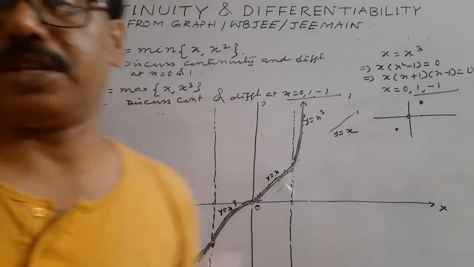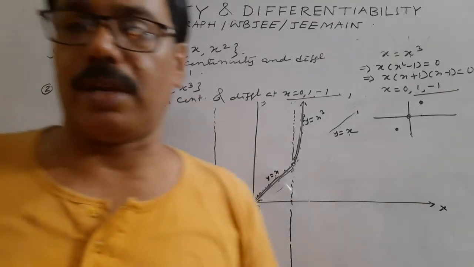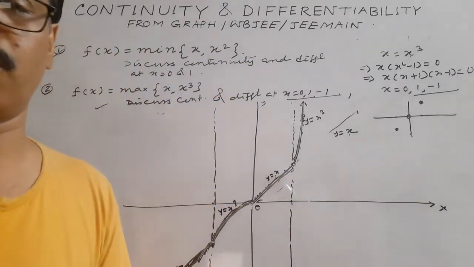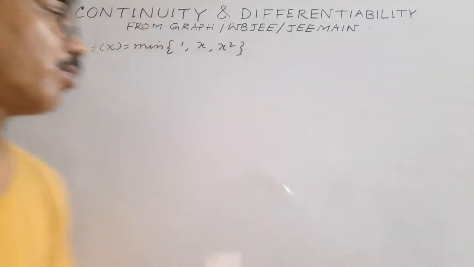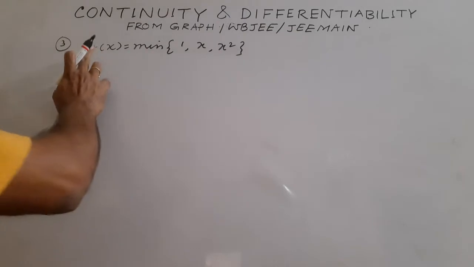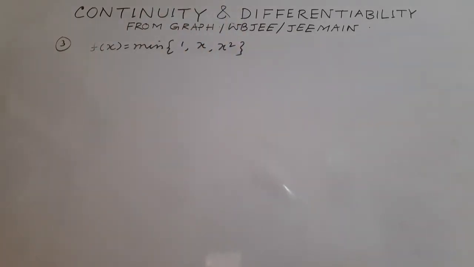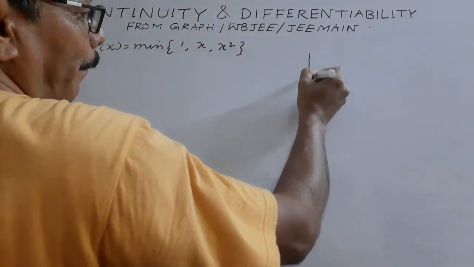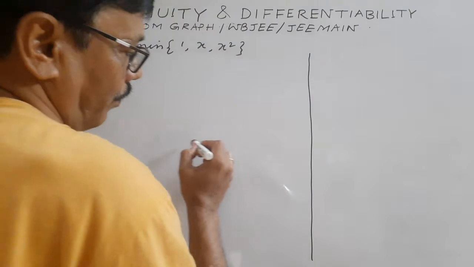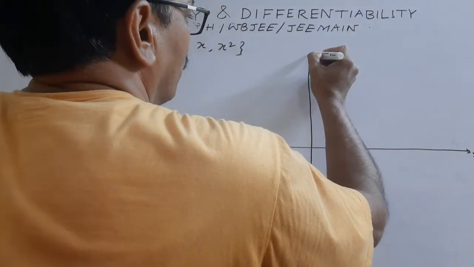So this is a problem of JEE. Not differentiable at exactly 3 points. Now we consider problem number 3. f(x) equals minimum of 1, x, x square. So same type of problems.